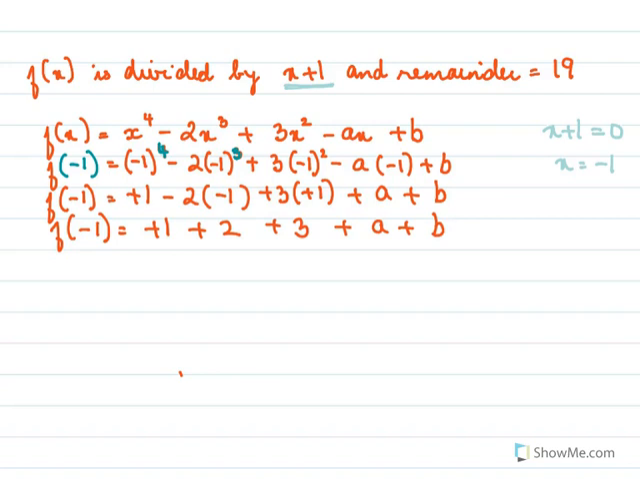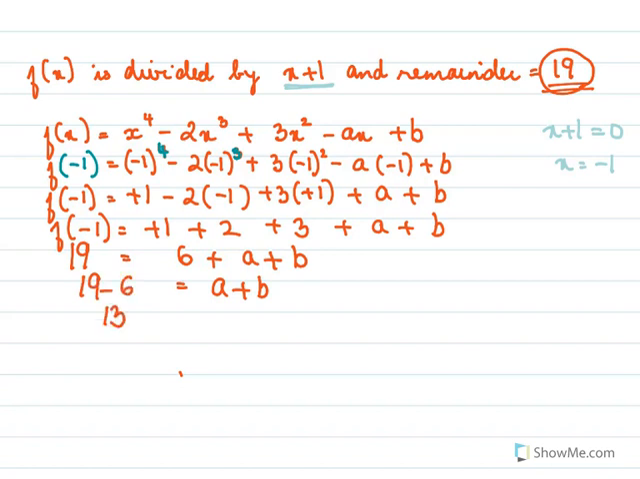Now f of minus 1, we know it's the remainder, and they said the remainder was 19 here. So 19 equal to 6 plus a plus b. So we take it on the other side, and we will get a plus b equal to 19 minus 6. So 13 equal to a plus b. This is my second equation. So we have two equations now. One equation is minus a plus b equal to 3, and the other equation is a plus b equal to 13. Now how do we solve this?